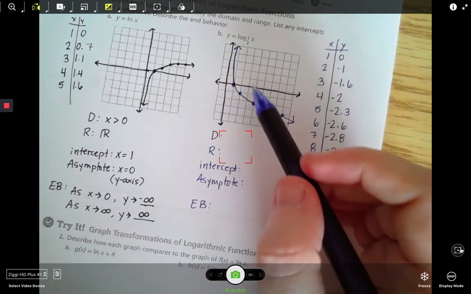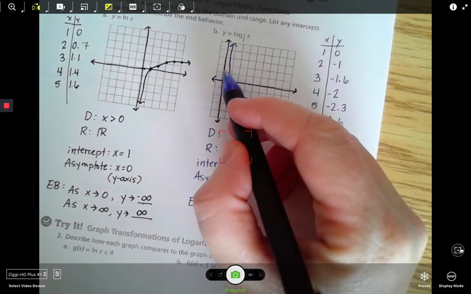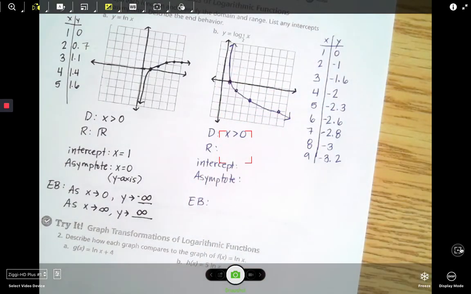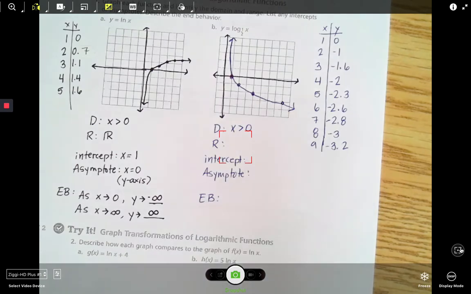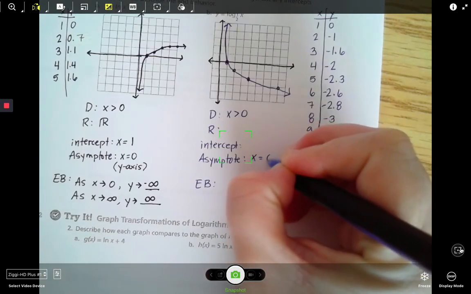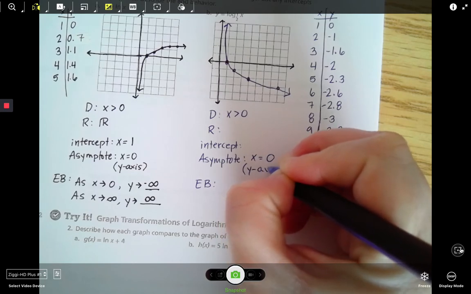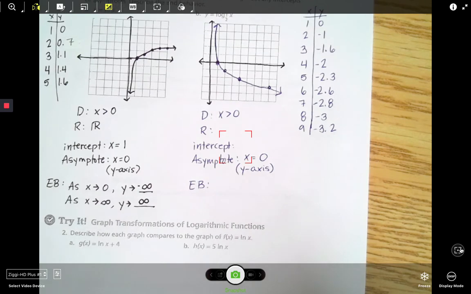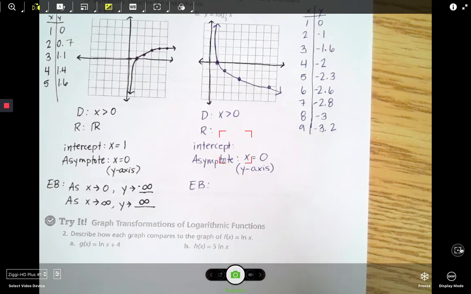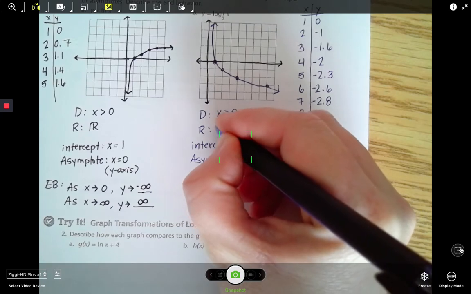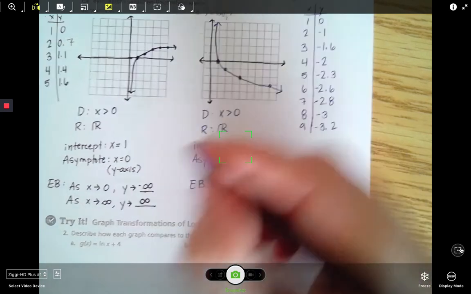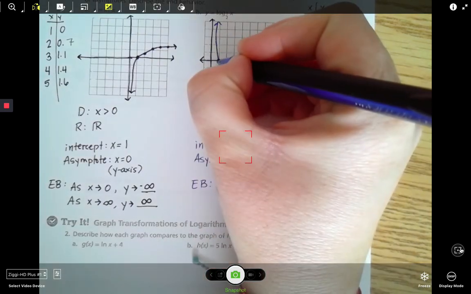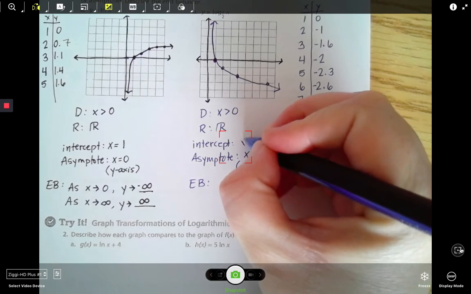So again, our domain is the same because it's never going to cross this x-axis or this y-axis. So x has to be greater than 0. So that means our asymptote is x equals 0, which is the y-axis. We still cover every y value from negative infinity to positive infinity, so that's all real numbers. We only cross the x-axis once, so my x-intercept is at x equals 1.